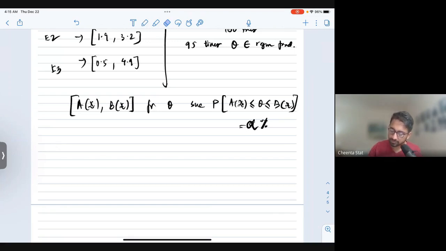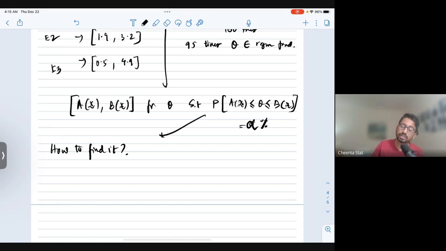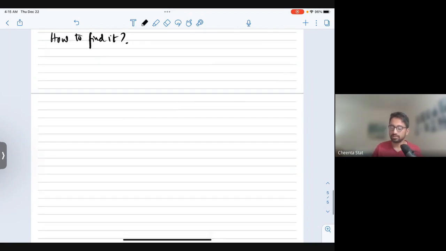Now the question is, this sounds like an estimation problem. We have so many estimates of θ, right? We have a UMVU estimate, we have a sufficient estimate, so many estimates. So which estimate to take? How to find the confidence interval, a very good confidence interval? How to find it? Testing a hypothesis gives a really interesting result.